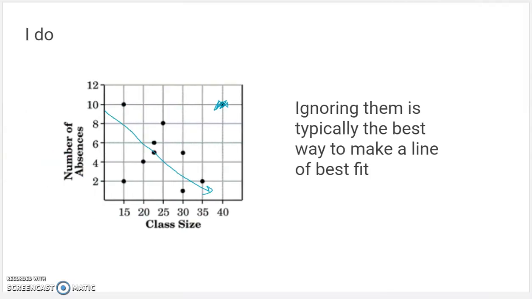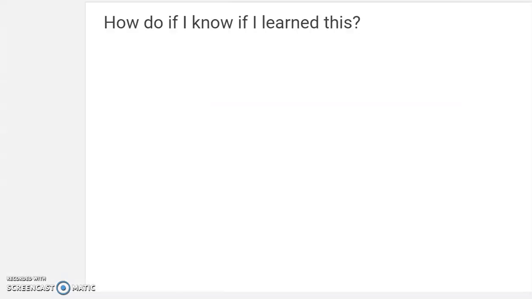So if I come back here and I say I made that line of best fit, make sure to give your reader a little point that said I excluded the outlier in this case. I think that's the best thing to do. Just make sure your reader knows that you did it. I think it's fair. Let's try one together.